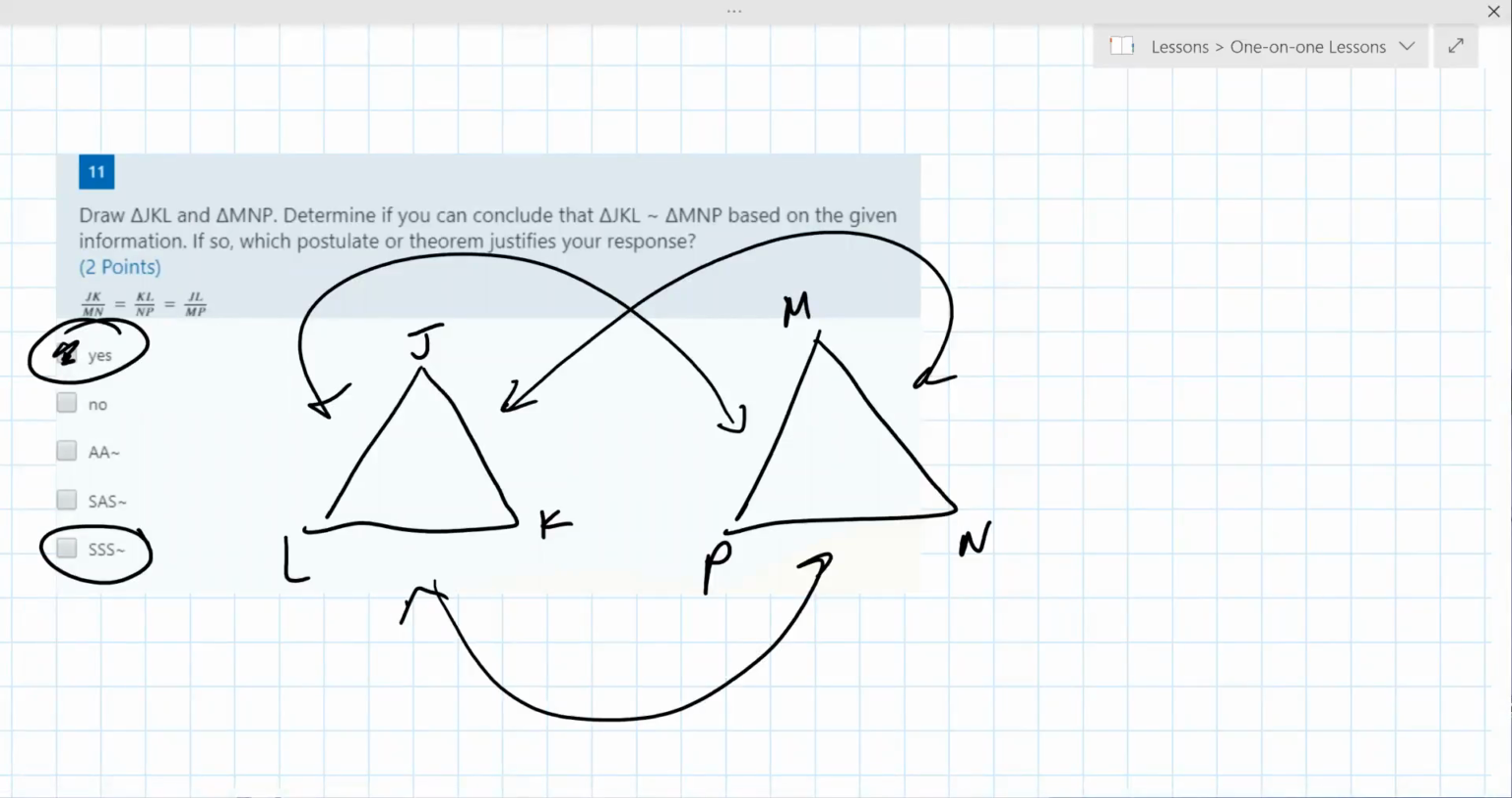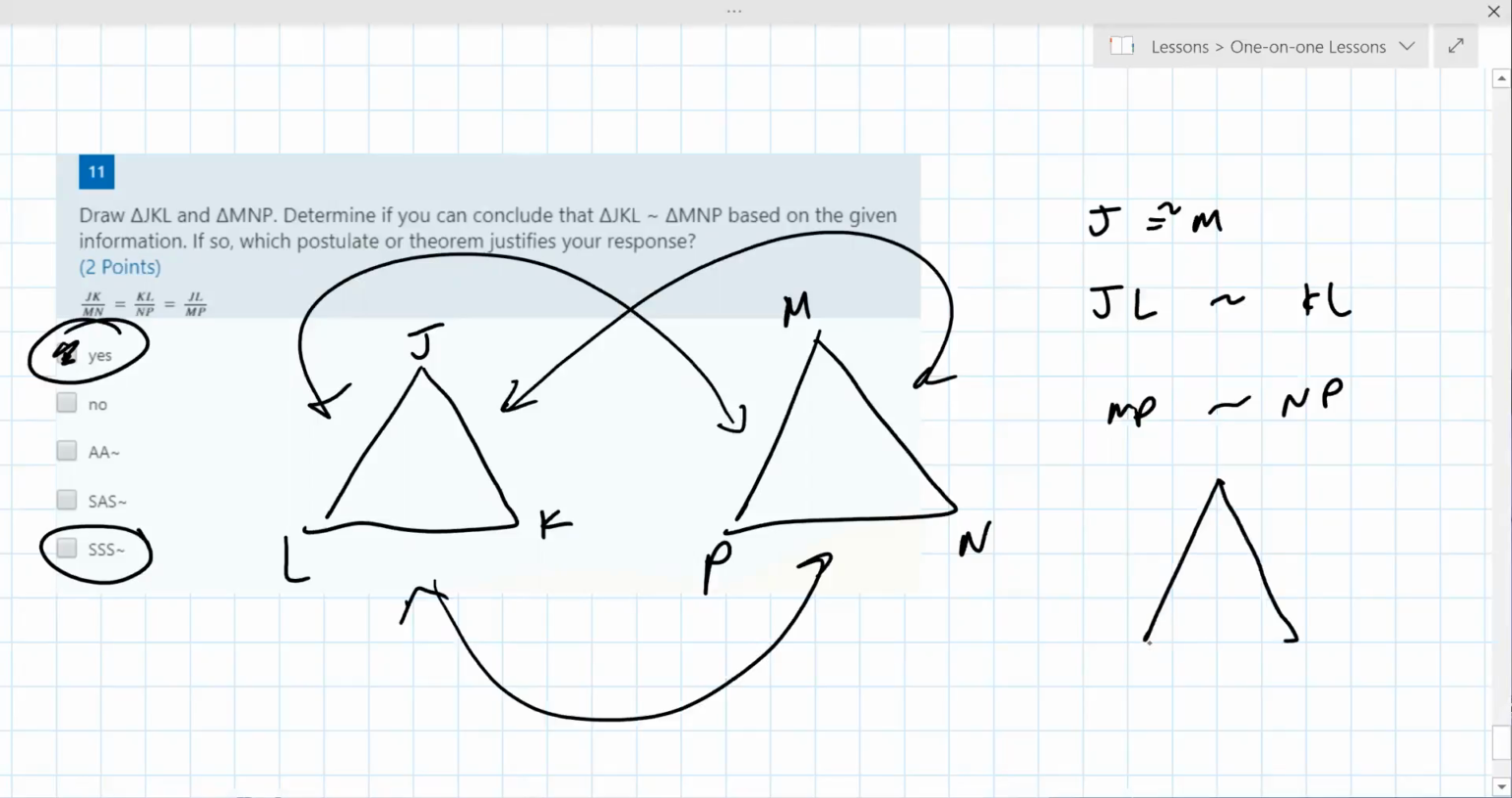So it's using the same triangles, but it says that J is congruent to M, and that JL is congruent to KL, and then MP is congruent to NP. So this looks like what you're going to get here: J and M are congruent. So to me, it's one of these overlapping situations where you've got J congruent to M. That's this one right here, and then JL is congruent to KL.